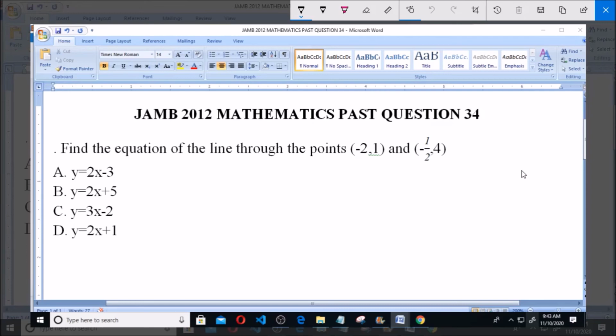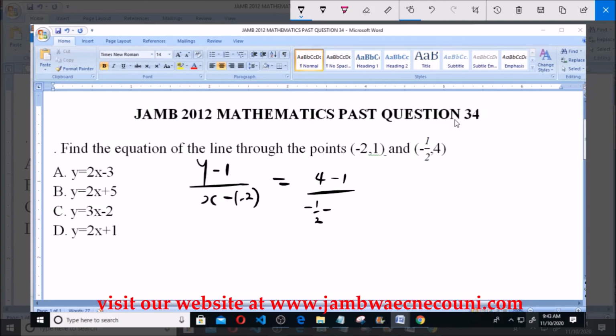Now, to find the equation of this line, this is giving us (y minus 1) over (x minus 2), which is equal to the gradient of this line. Now the gradient of this line will be what? That's y2 minus y1, which is 4 minus 1, all over x2, which is minus 1 over 2, minus x1, which is what? Minus 2.